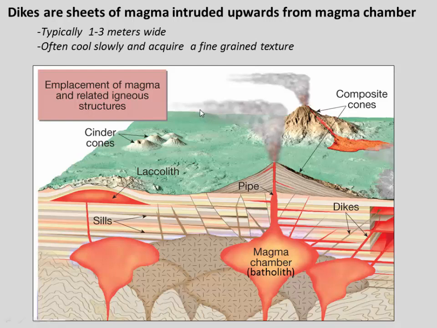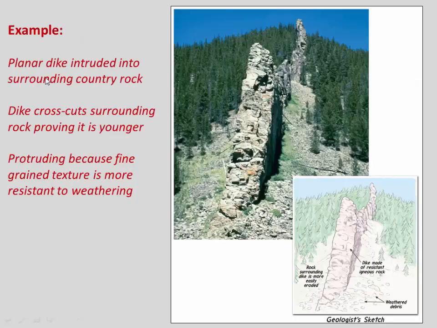And the final example of an igneous feature I want to talk to you about is a dike. A dike is a sheet of magma that is injected upward from a magma chamber, okay, in a thin sheet, typically 1 to 3 meters wide. Now, because that's so thin and it's being injected up into cold host rock, these dikes cool quickly and acquire a very fine-grained texture, okay? Here's an example of a dike in the western U.S.